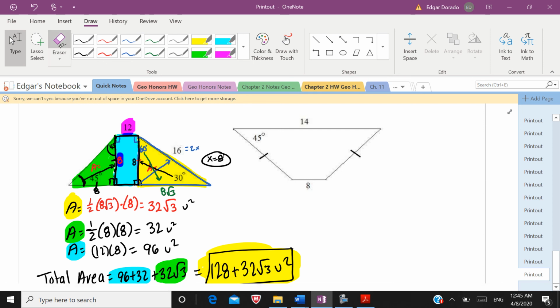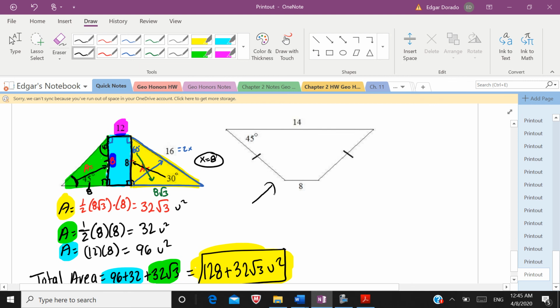I do want you guys to go ahead and try out this next problem all on your own. Just realize that this is 45-degree angle here. Think about it, guys. Isosceles trapezoid here. What do you think that means about this angle over here as well?